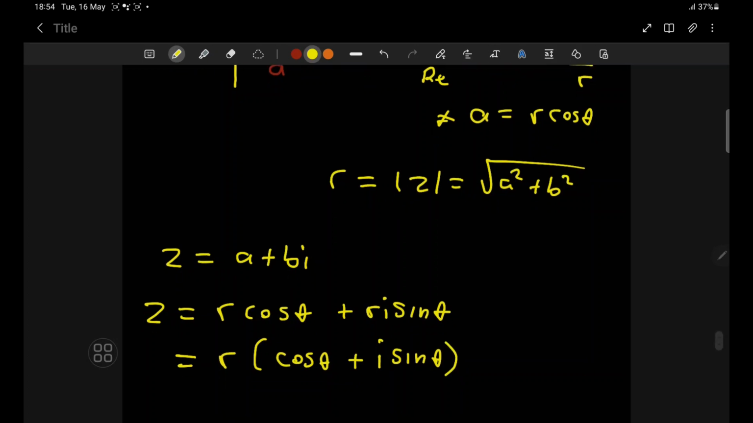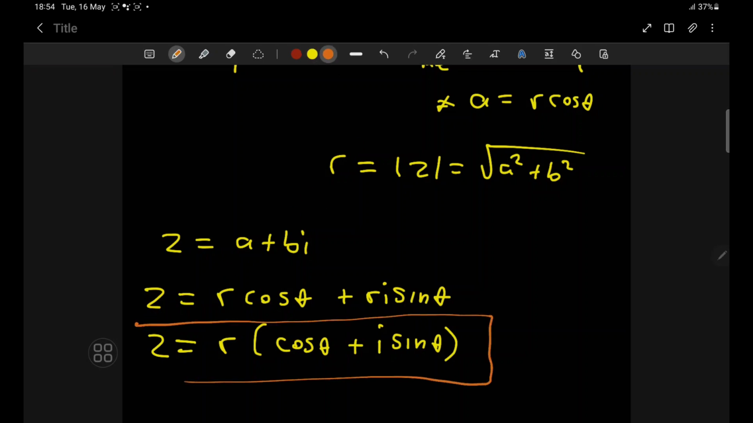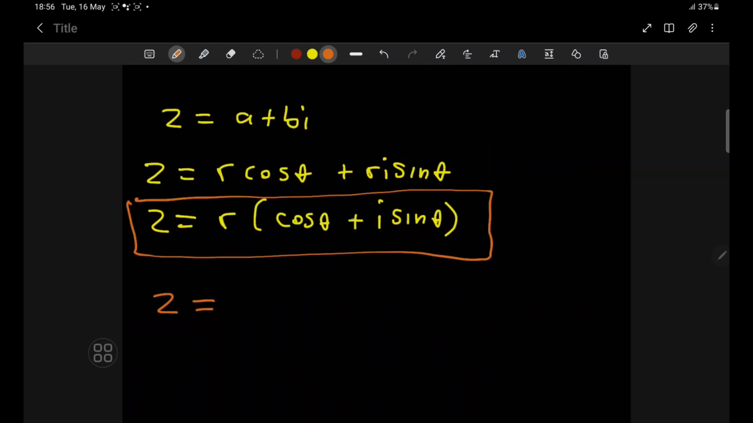So this that we've written is the trigonometric form of a complex number. So if we're having Z over there, this form is what we call the trigonometric form of a complex number. Then it's also called the polar form.